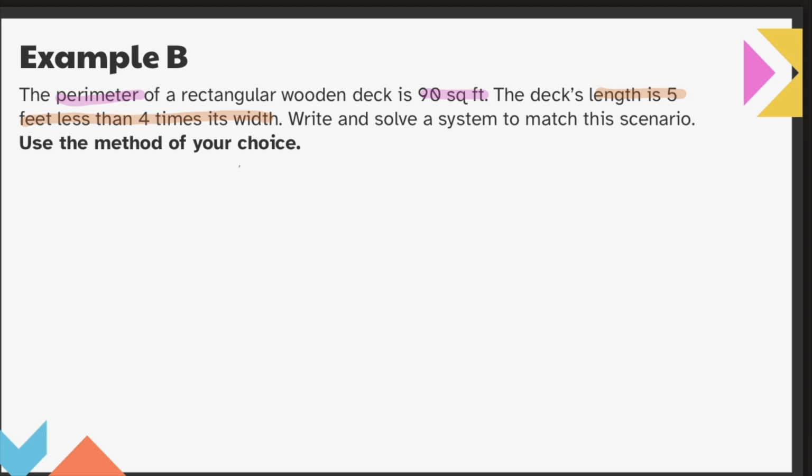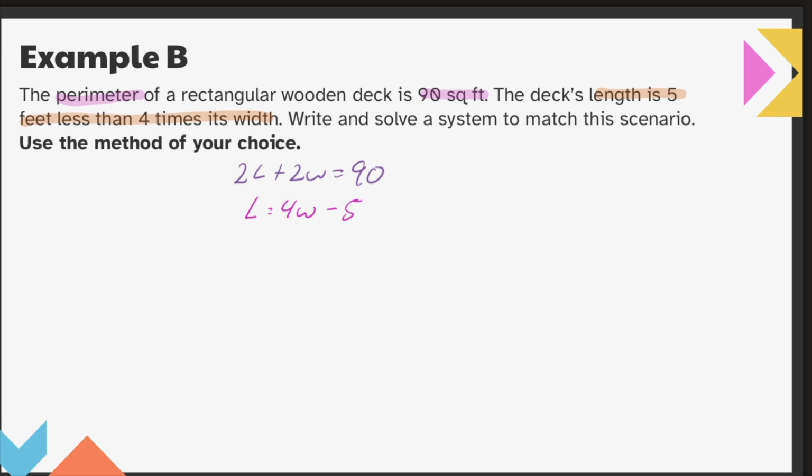So for us, that's 2 times the length plus 2 times the width is going to be equal to 90. So that's one of our equations. Now we've got to come up with the other one. It says the deck's length is 5 feet less than 4 times the width. So we know that the other equation is going to be what length is going to equal. And in this case, it's going to be 4 times the width, so 4 times W, and 5 feet less than that, so then minus 5.